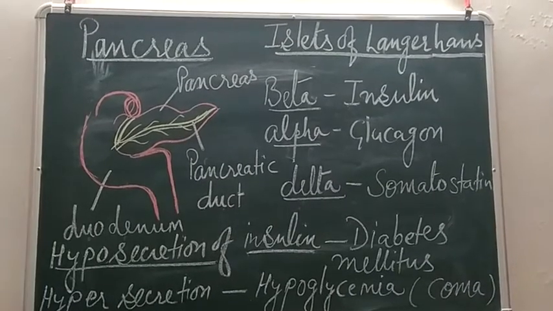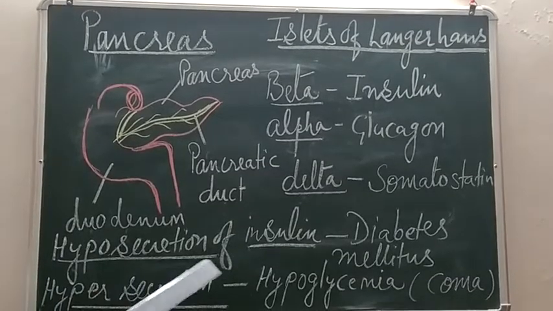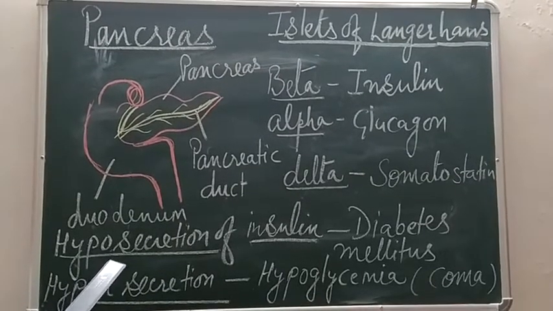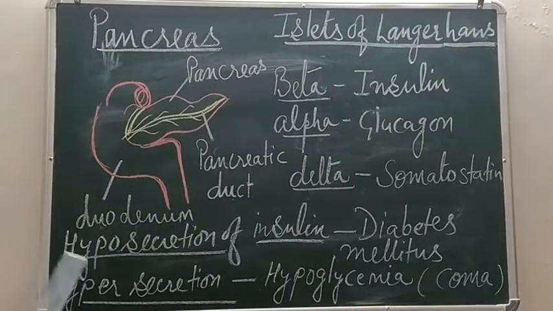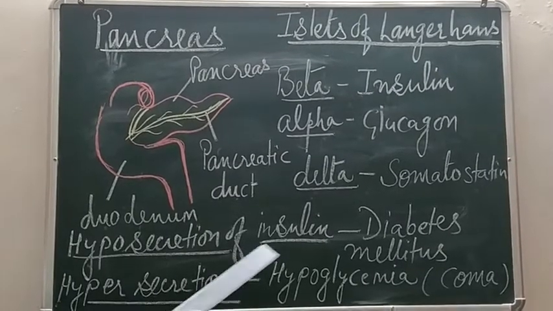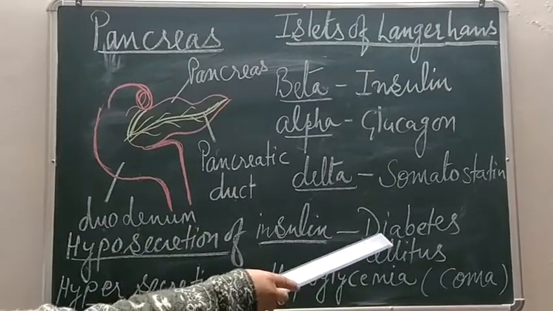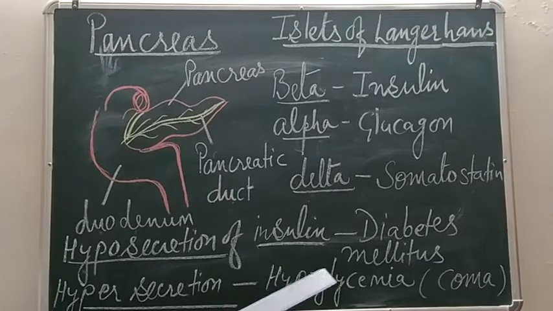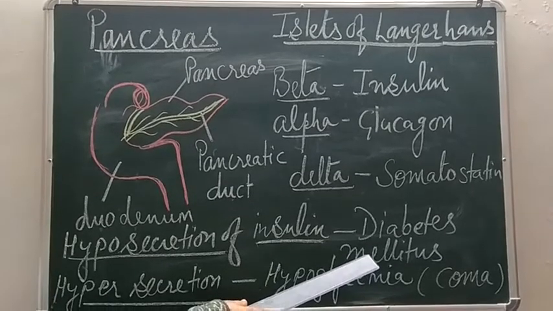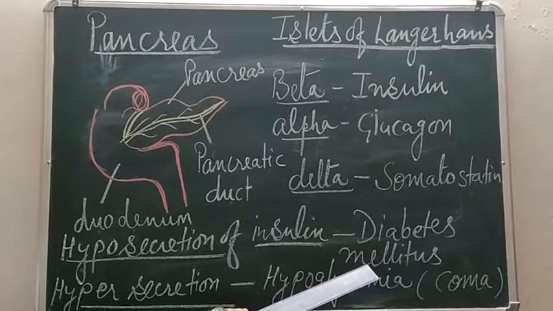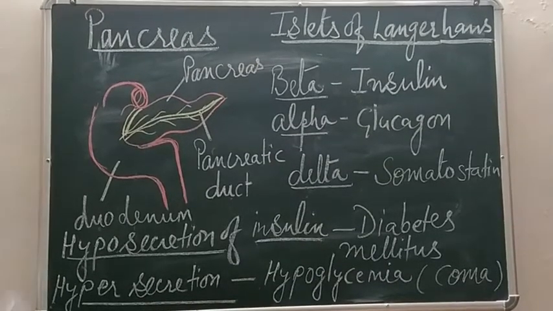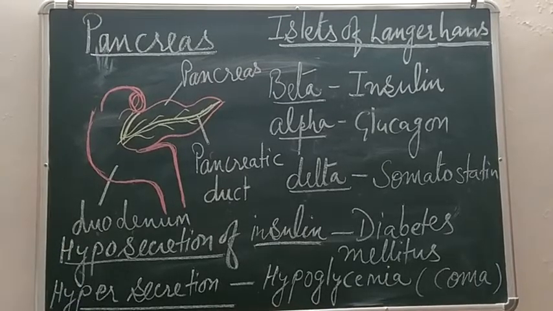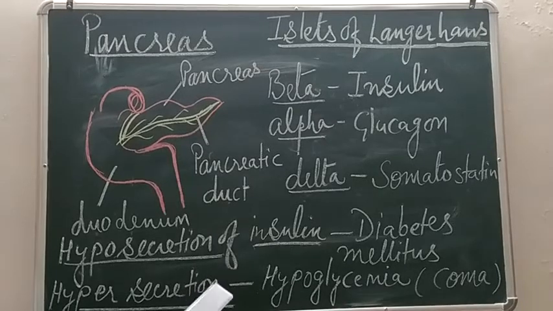Now, what will happen, children, if there is hyposecretion of this insulin hormone? Hypo means less secretion or under secretion of insulin hormone. If there is less secretion of insulin, this causes a disease known as diabetes mellitus. Diabetes mellitus is also known as hyperglycemia. A person suffering from diabetes mellitus will have high sugar in the blood. And a diabetic person will also excrete sugar in the urine.